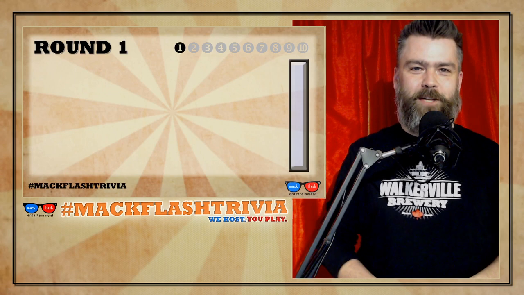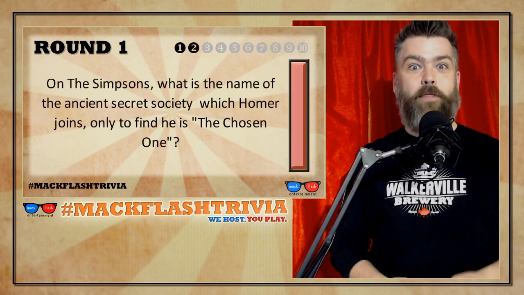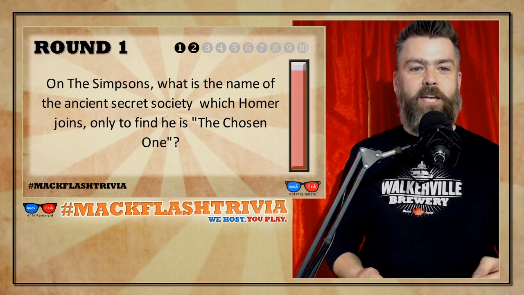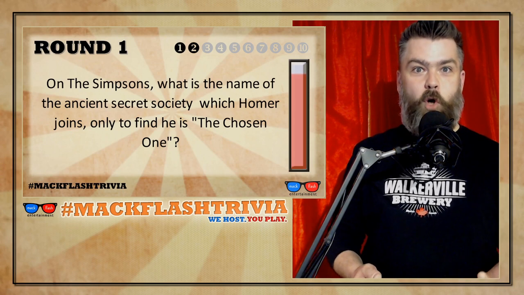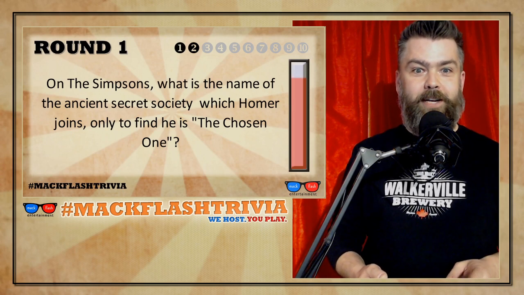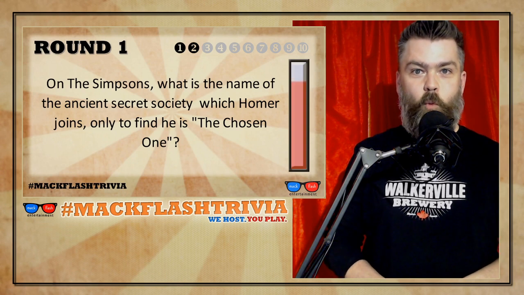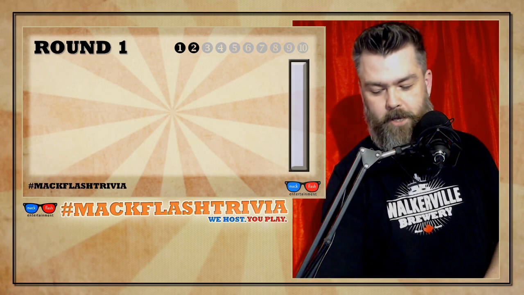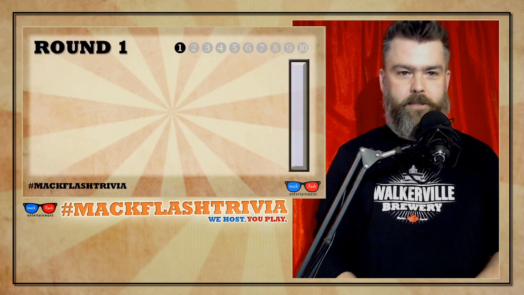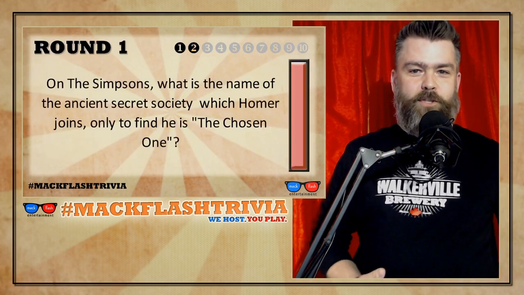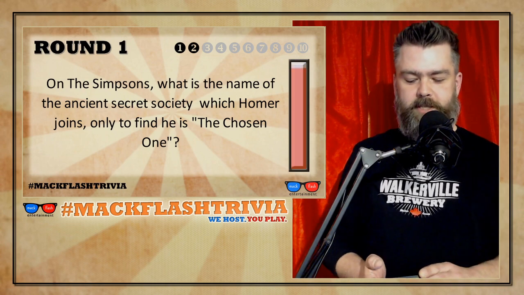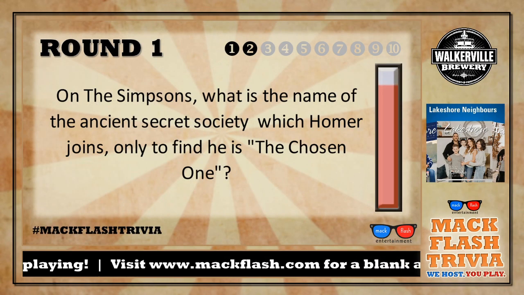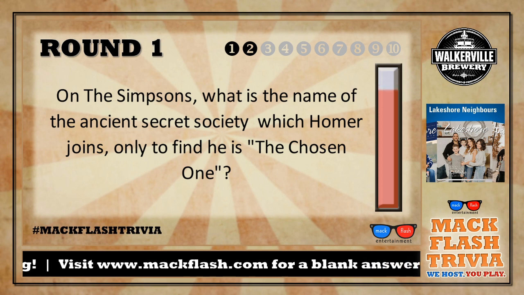Question number 2 coming at you right now for round number 1 on The Simpsons. Hey, there it is, your first one. What is the name of the ancient secret society which Homer joins only to find out he is the chosen one? Looking for the name. Whoops. Hey, let's do that again. Why not? On The Simpsons, what is the name of the ancient secret society which Homer joins only to find he is the chosen one?